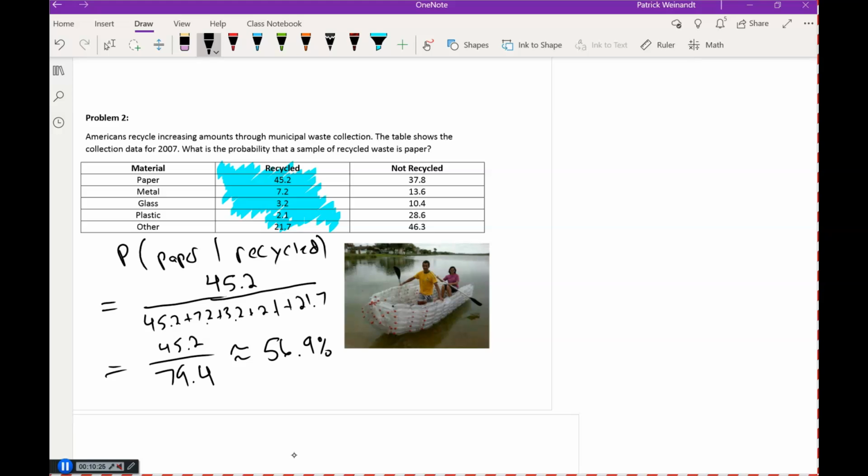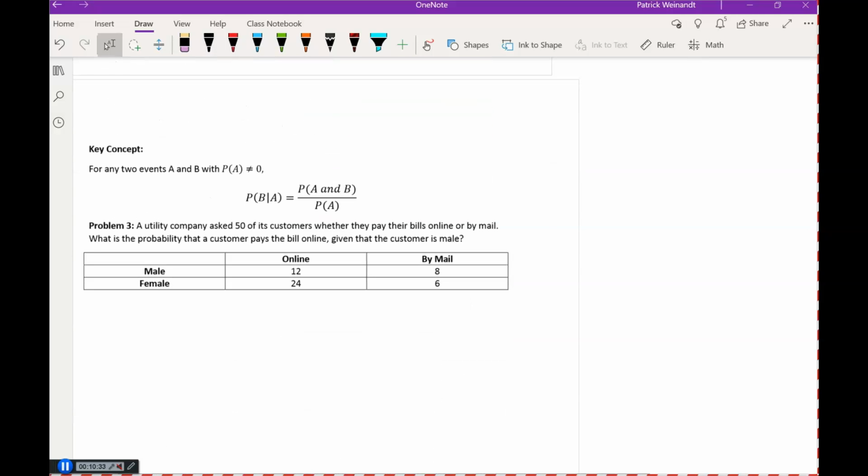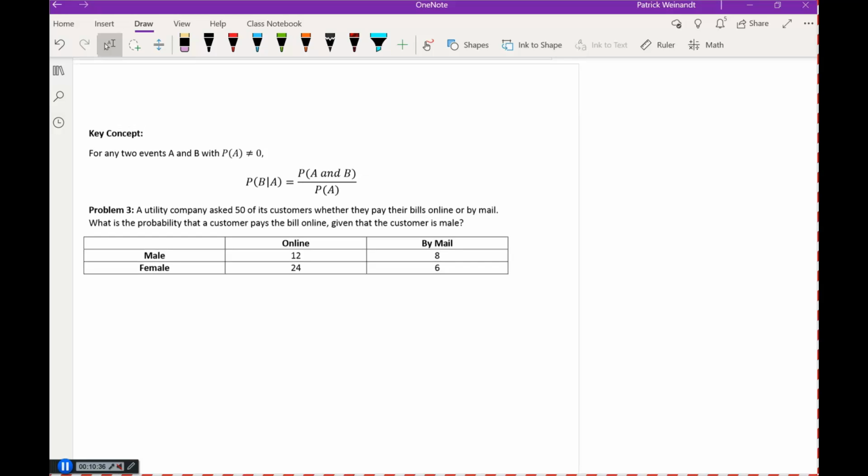Now, when you're not given a table, or maybe you're just given certain values for the probability of an event, you can use this information here. For any two events, A and B, with the probability of A not equal to 0, because then we'd be dividing by 0, that'd be an undefined value, you can't have that, the probability of an event B occurring given A is found by finding the probability of A and B over the probability of A. And in general, to find the probability of A and B, that's the same as doing the probability of A times the probability of B, all over the probability of A.